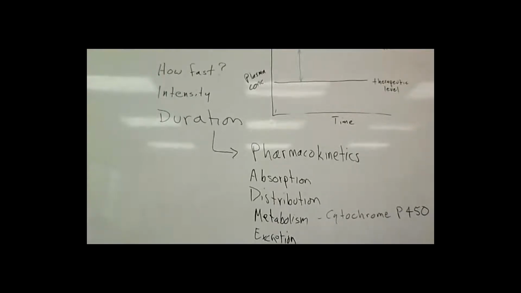Then there's dependence. Dependence is a little different than tolerance. Dependence has a large psychological component. There can be some physical. Narcotics are a prime example of drugs with physical dependence. We refer to it as physical dependence, as well as the psychological.